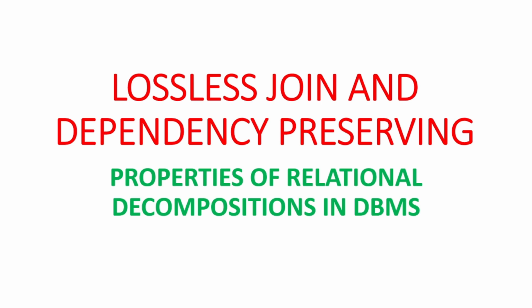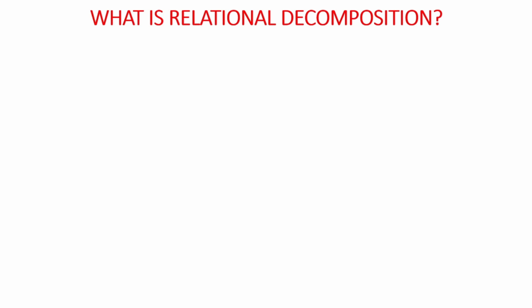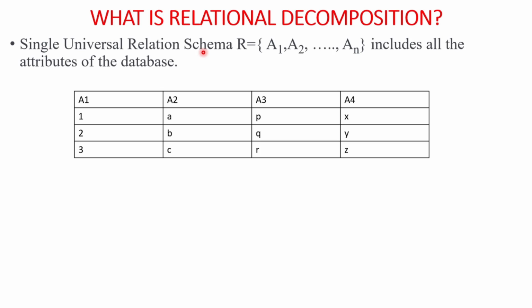Hello everyone, today we are going to learn about lossless join and dependency preserving, the properties of relational decompositions in DBMS. So first we'll see what is relational decomposition. Single universal relation schema R. Relation schema is nothing but a table. Now relation schema R, table R, will contain all the attributes of the database.